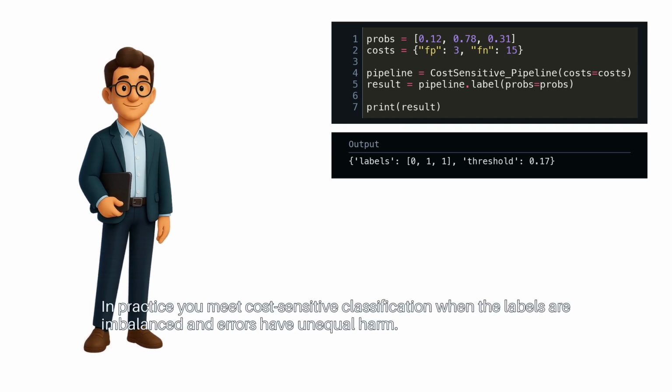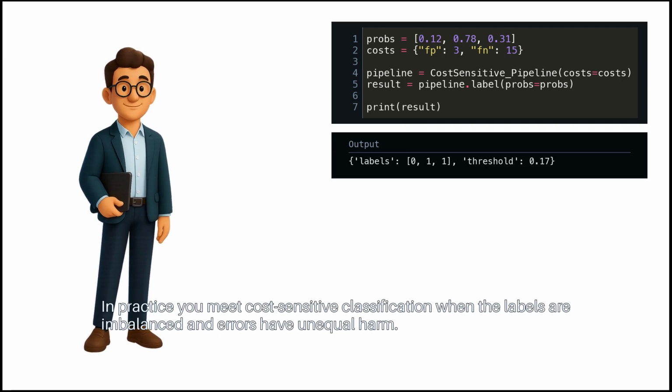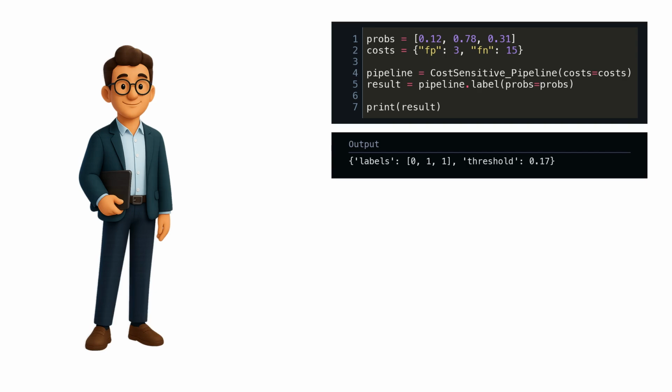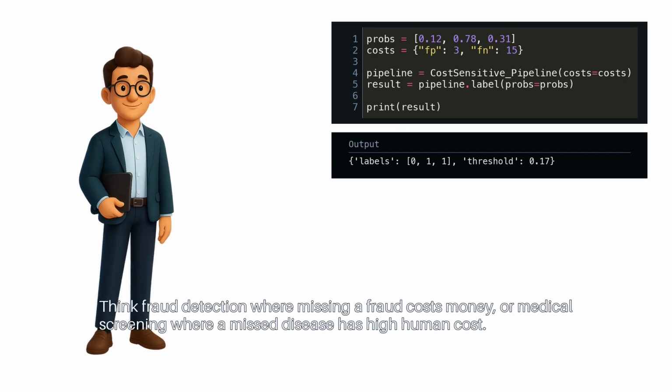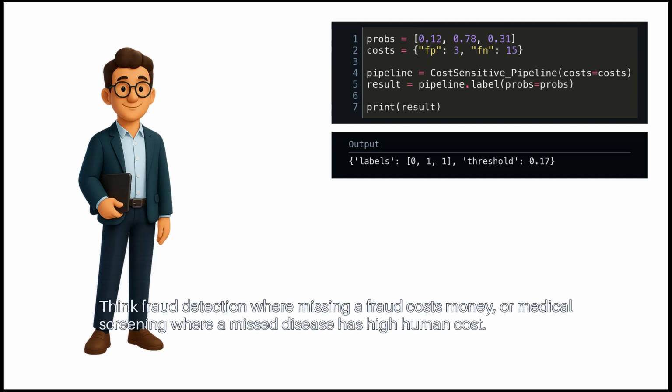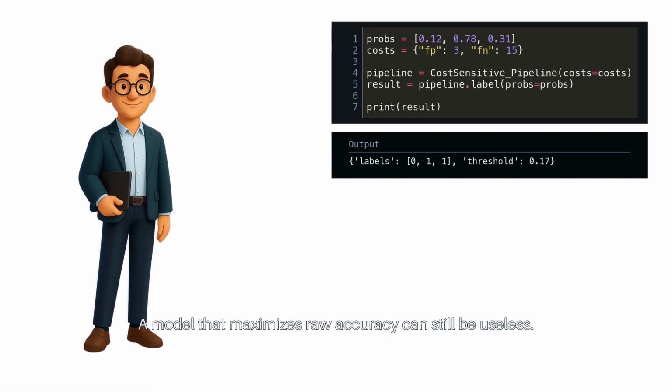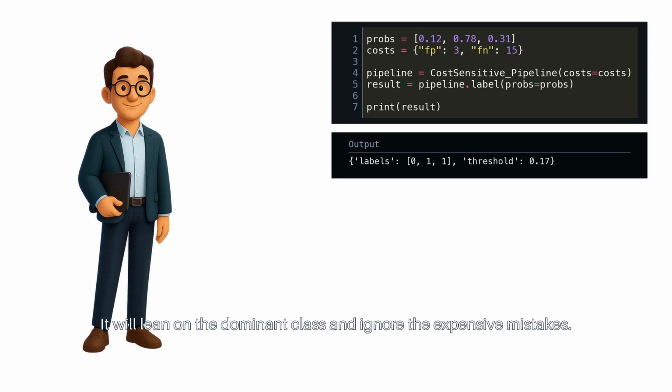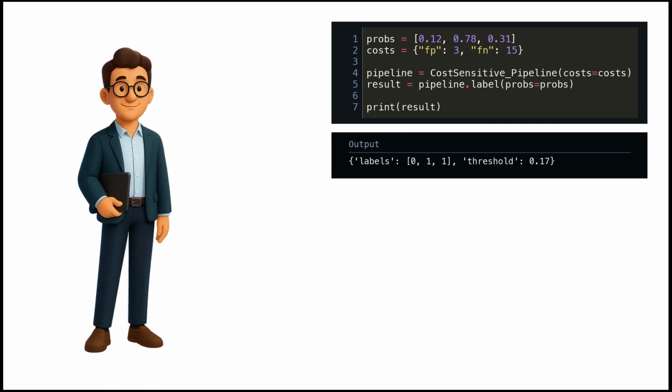In practice, you meet cost-sensitive classification when the labels are imbalanced and errors have unequal harm. Think fraud detection, where missing a fraud costs money, or medical screening, where a missed disease has high human cost. A model that maximizes raw accuracy can still be useless. It will lean on the dominant class and ignore the expensive mistakes.